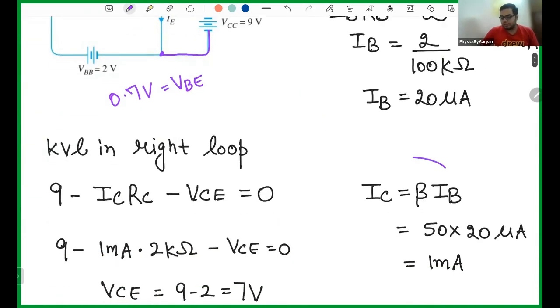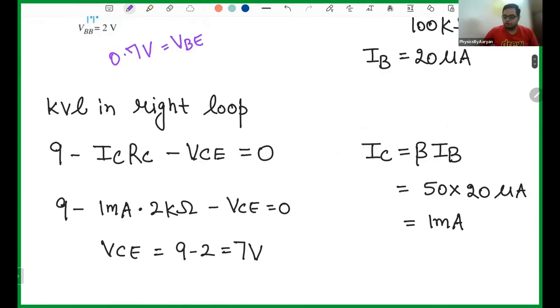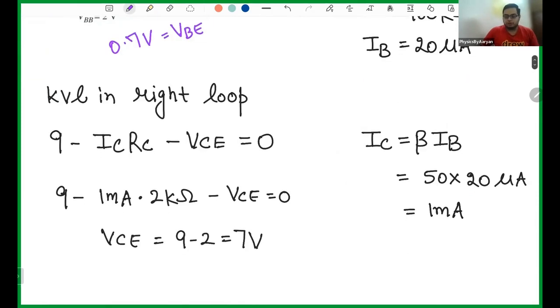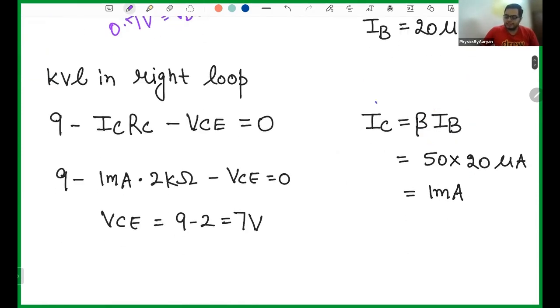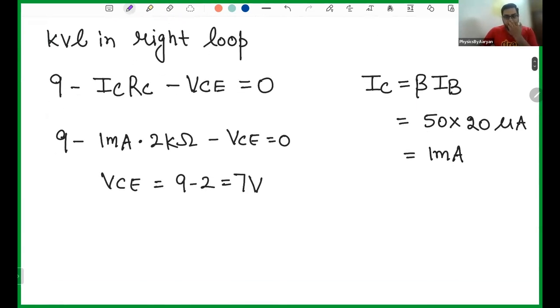Now on this hand, I can find IC as well, because I already know IB, and the formula I know is that if I know IB, then IC is nothing but beta IB. So IC equals to beta IB. I put the value of beta and the value of IB. Beta is 50, IB is 20 microampere. So the final answer is 1. My IC is 1.